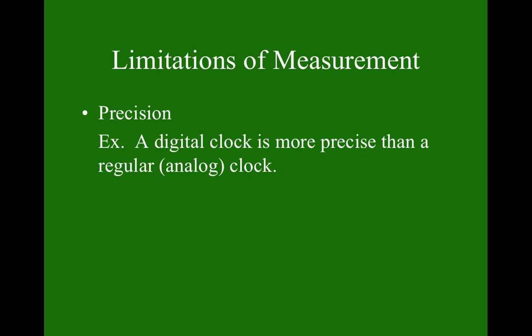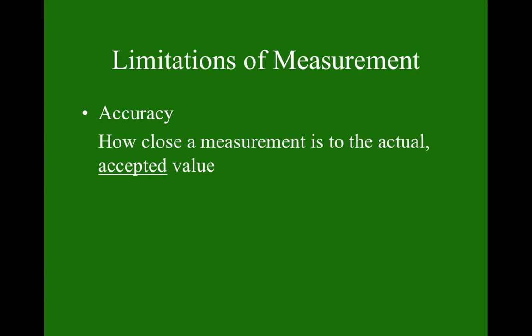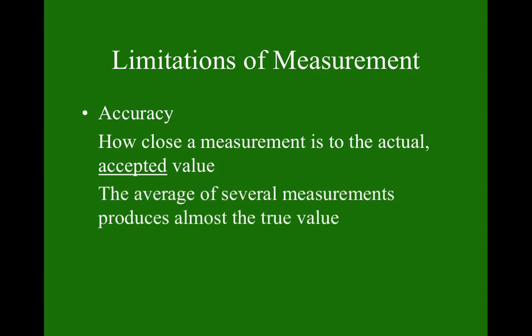Now, let's contrast this with accuracy. Accuracy is how close a measurement is to the actual accepted value. So in other words, we have an accepted value for something. How close is that measurement to it? That tells you how accurate it is. Usually when we are trying to determine accuracy, we take an average of several measurements to produce as close to that accurate value as possible.